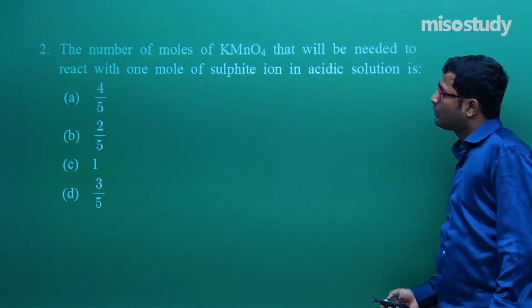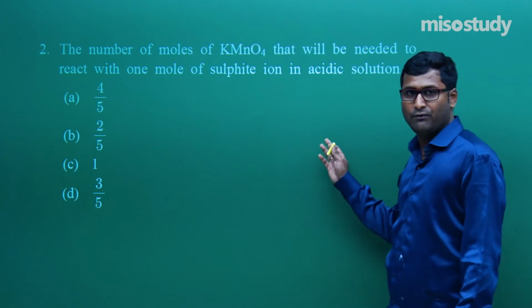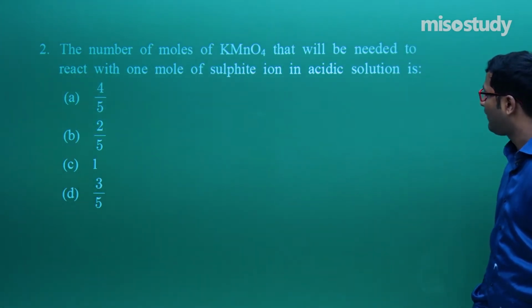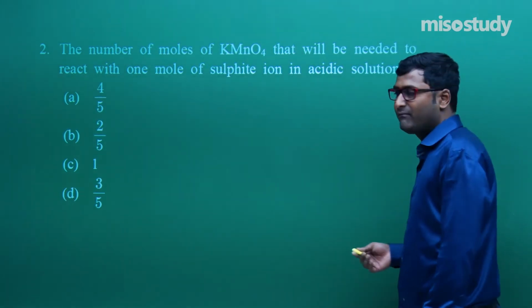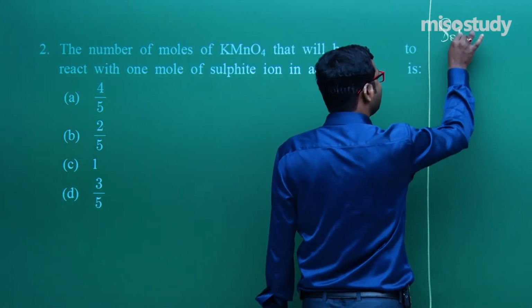Now, question number 2. Look at it: the number of moles of KMnO4 that will be needed to react with 1 mole of sulfite ion in acidic solution. That means we have to write down the reaction expression here.